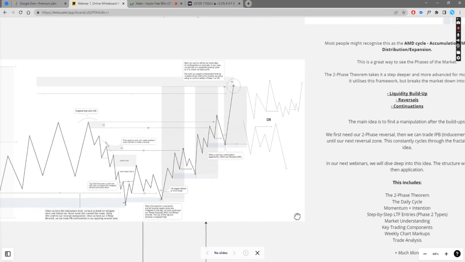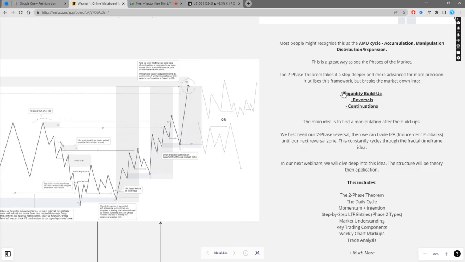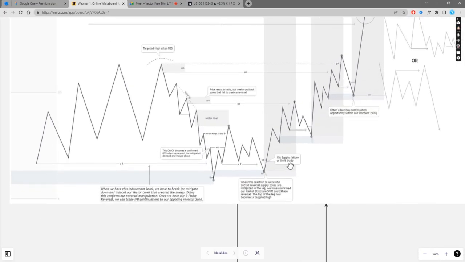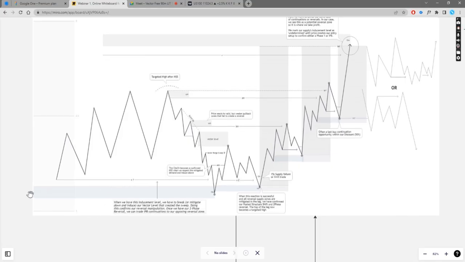But here's an idea of these three, and this is straight from the ebook. These three here: we've got liquidity build-up, reversals, and continuations, okay? So this is what we'll usually see and how we can take advantage of it in the market. In this case, we've got a bullish setup. So we have a demand here. We sweep that phase one, so that mitigation that's already occurred. We sweep that mitigation past our imbalance into our zone.